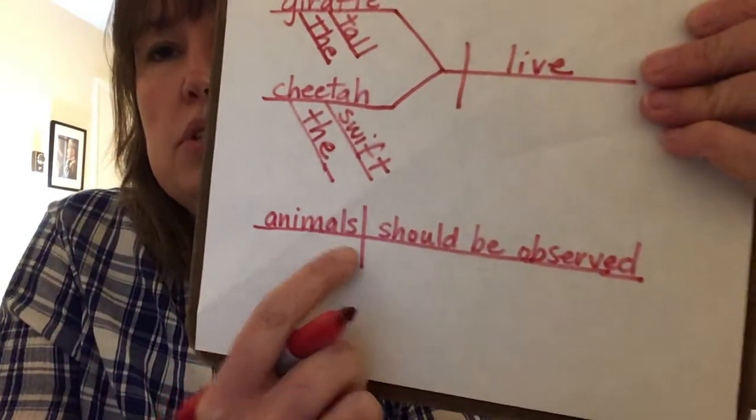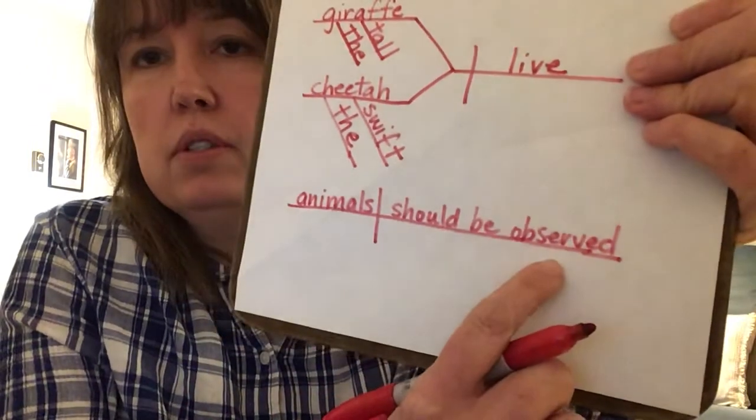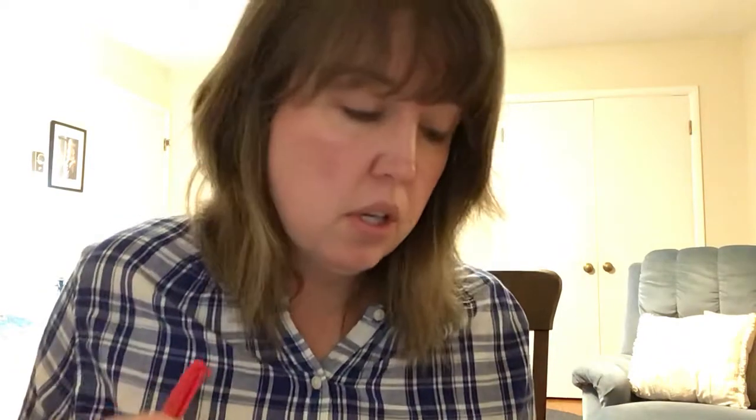Ooh, it's a long verb. Okay, remember your helping verbs. So hopefully you wrote this. Animals should be observed. That is your long verb. And we have a lot of adjectives describing animals. What are they? These. Okay, so it's saying which animals? These animals. These, wild, and beautiful.